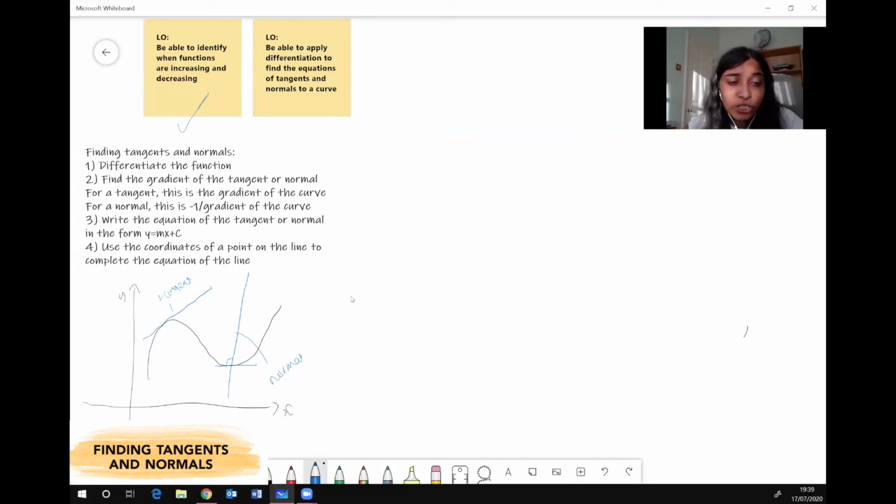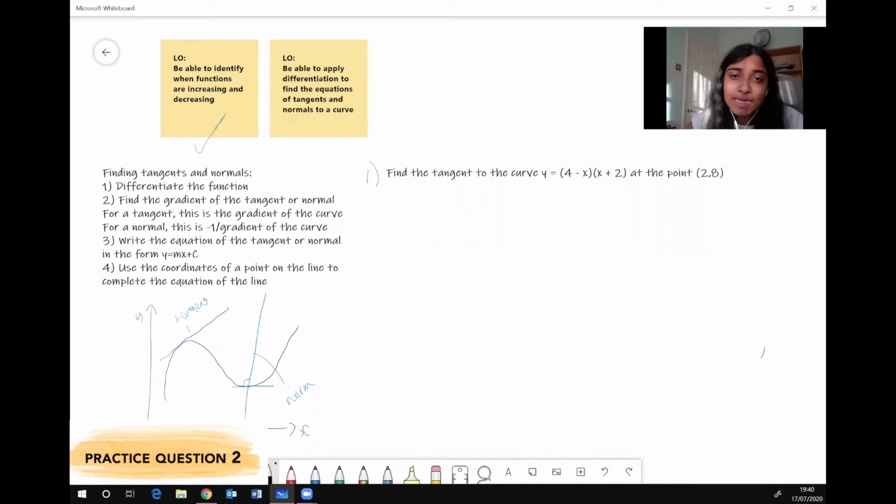So if we use these definitions, let's try a question, and we can use these 4 steps here to try and find an equation of a tangent and normal. So we have a question here. We want to find the tangent to the curve y equals (4 minus x)(x plus 2) at the point (2, 8). So feel free to attempt it yourself using the 4 steps I've written on the side.